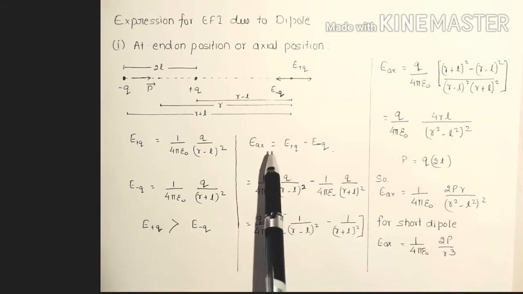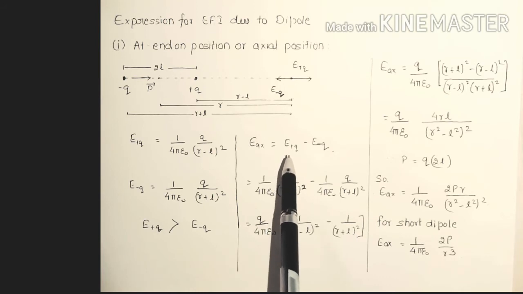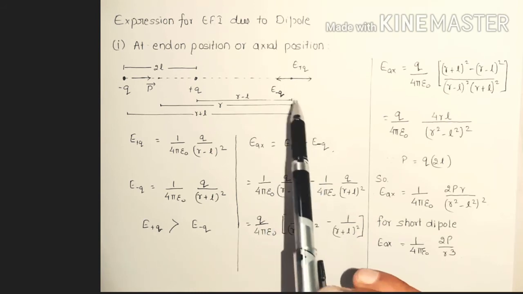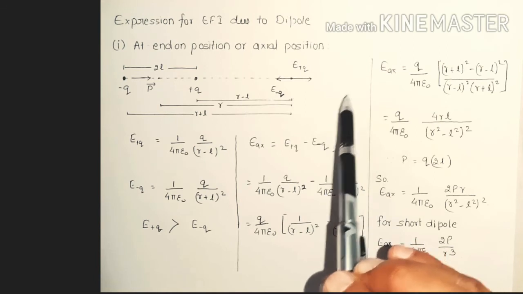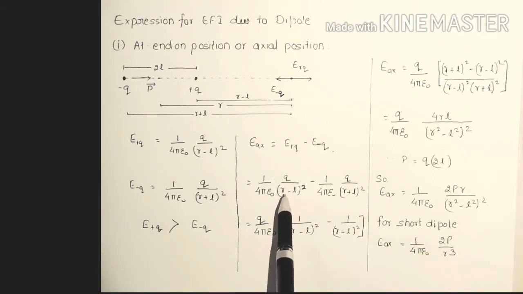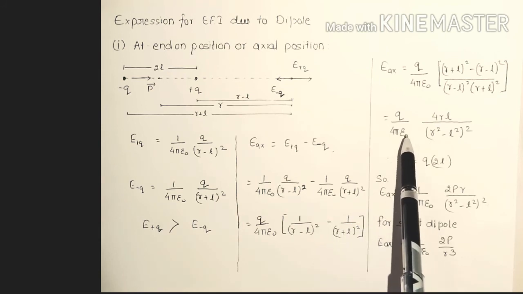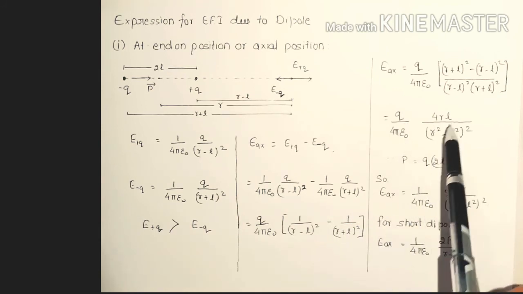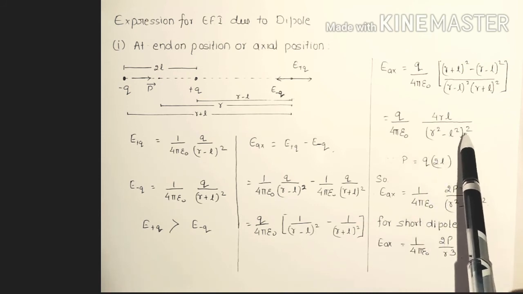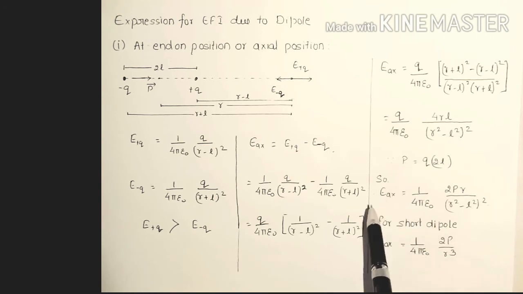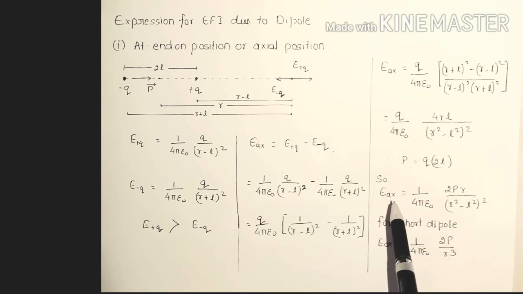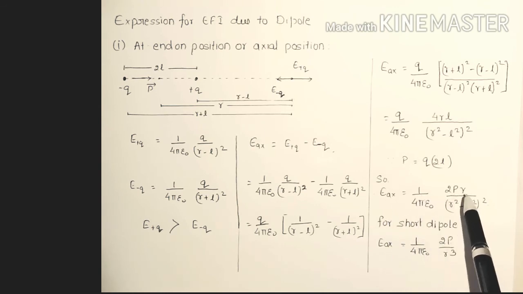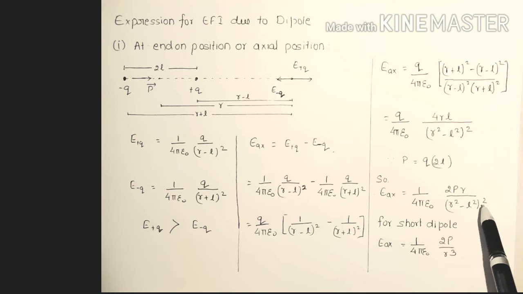So the net field in the axial condition will be larger minus smaller, directed in this direction, meaning away. If you substitute E due to plus q and E due to minus q and simplify, we have q upon 4 pi epsilon naught times 4rl upon r square minus l square the whole square. Again q into 2l is p. So the electric field intensity due to the dipole in the axial condition is 1 upon 4 pi epsilon naught 2pr upon r square minus l square the whole square.